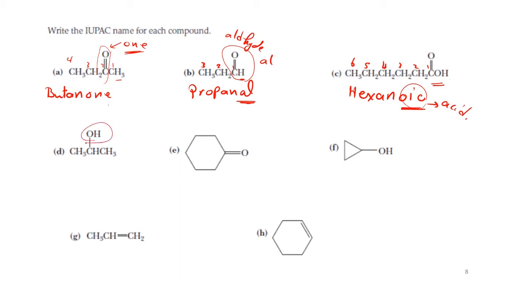Here I have hydroxyl group, and if I number, I can number from any side. So I have here 1, 2, 3. So it's at position number 2, and I have 3 carbon atoms, propan. Then I would use the suffix OL to indicate that I have hydroxyl group.